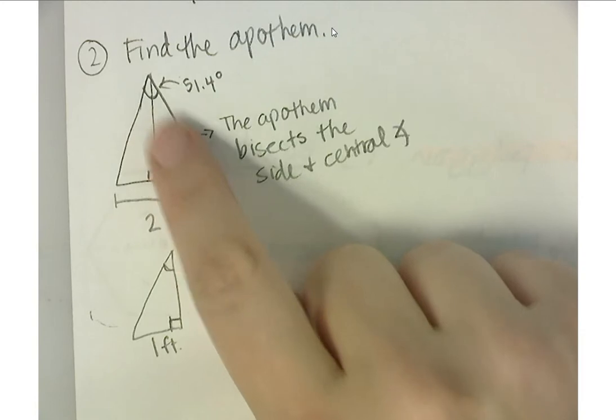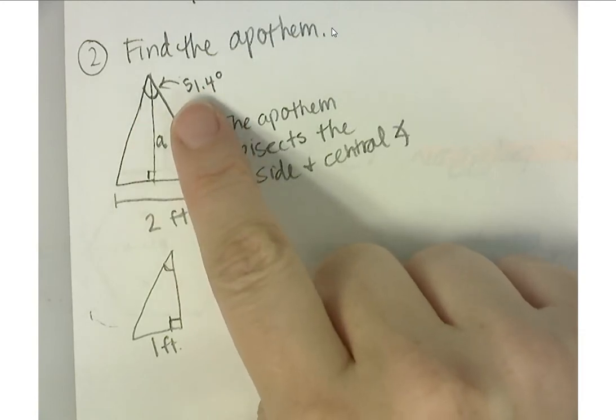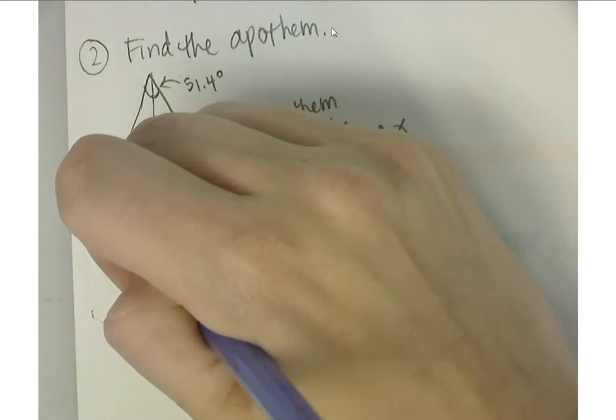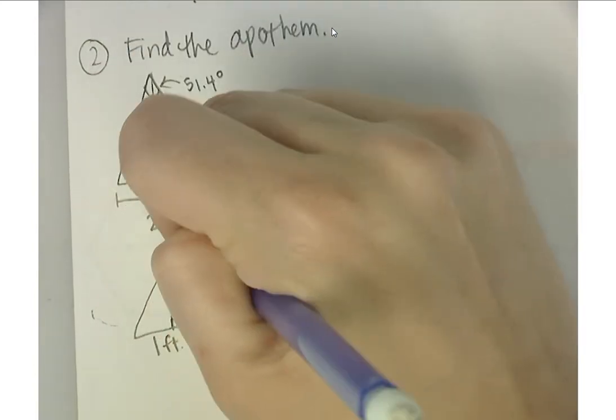Now I also get to cut this angle in half. So half of 51.4 is going to be 25.7. Half of 50 is 25, and half of 1.4 is 0.7. So this angle is 25.7 degrees.